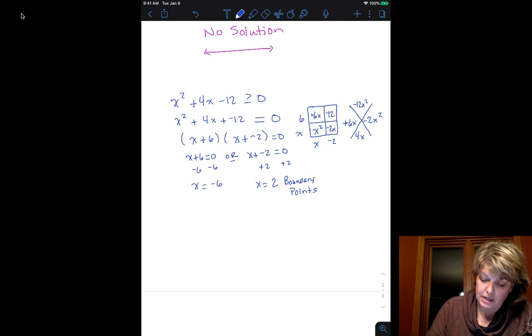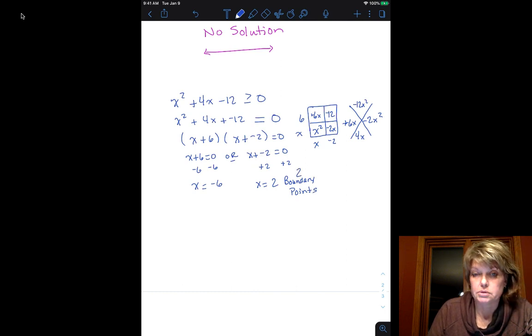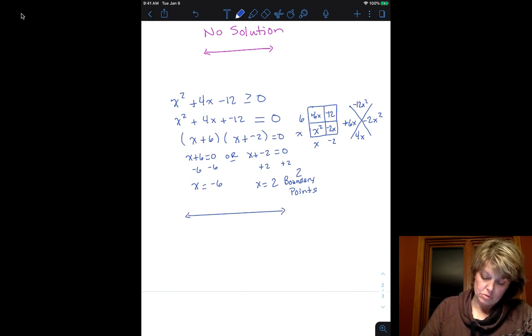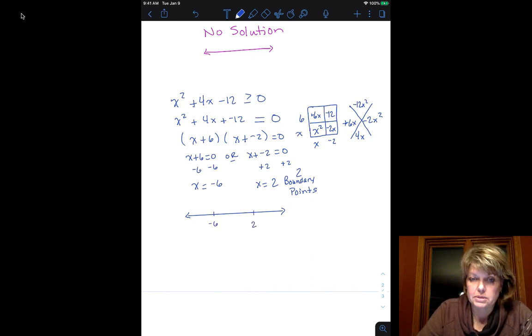In this case, I have 2 boundary points. That changes things on our number line. I can, in fact, have two boundary points. One's going to be down here at negative 6. The other one's going to be up here at 2. Now we go through the same process again.